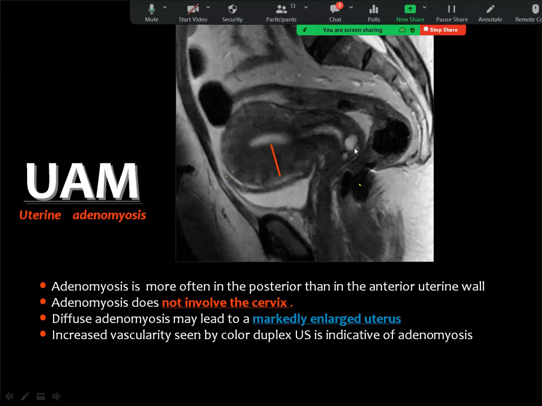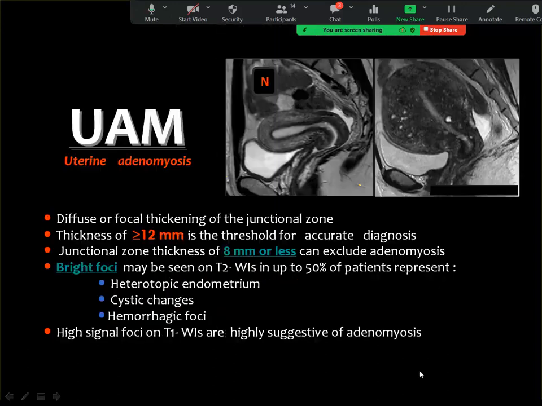And many times you can see some cystic changes in the cervix, which represent Nabothian cysts. And this is the normal appearance of the uterus, and this is the adenomyosis. You got very much increased thickness of the junctional zone, and you got some bright foci within the lesion. And if you see that the thickness of the junctional zone is above 12 millimeter, this is a good way for establishing the diagnosis of adenomyosis.